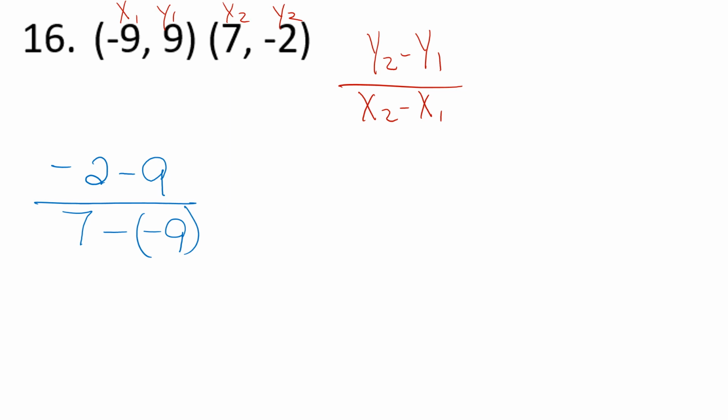We want to use our integer rules, so a minus sign tells me to add the opposite. So negative 2 plus negative 9 would be negative 11. Add the opposite in the denominator. 7 plus 9 would be 16. There is nothing that will divide evenly into 11 or 16, so my slope then would just be negative 11 over 16.